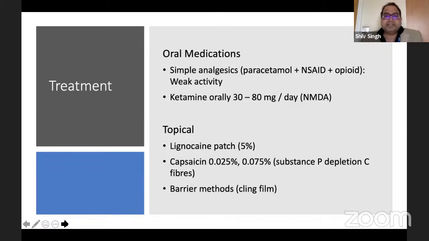For certain conditions like herpetic neuralgia, you can use lignocaine patches, capsaicin 0.025 to 0.075% can be used. This helps in depletion of substance P, which acts on C fibers. And sometimes simple methods like barrier methods, like applying a cold flame around the areas which are hyperalgesic or hypoalgesic, or hyperirritable, can also help in the treatment.